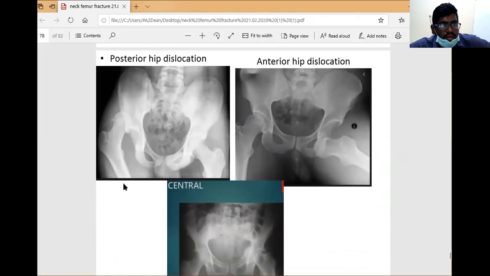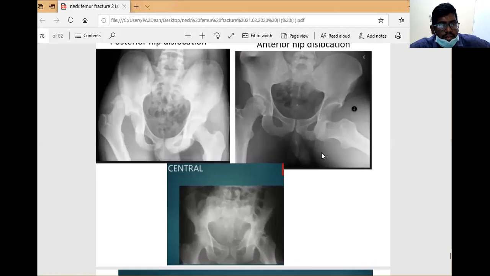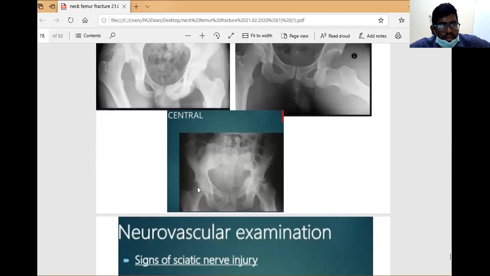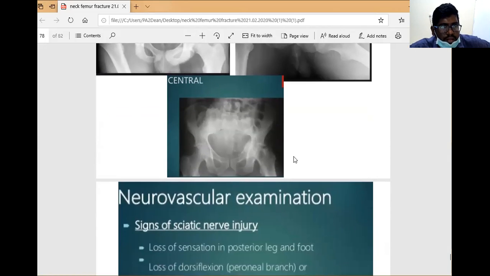So here is the radiograph showing the posterior dislocation. The head is posterior and superior to the acetabulum. Here the head is anterior and inferior to the acetabulum. This is anterior dislocation. This is central dislocation. This is the normal X-ray. This is the iliopubic line. This is the ischiopubic line. This is the roof of the acetabulum. The head traverses through the fracture. Here there is a break in these lines. It indicates the fracture, and the head traverses through the line. This is central dislocation.